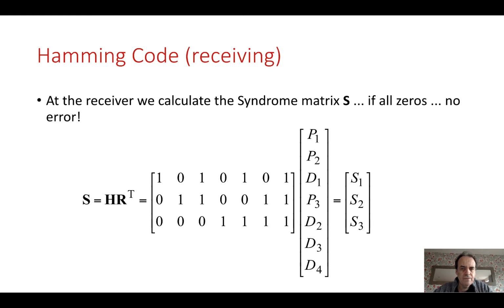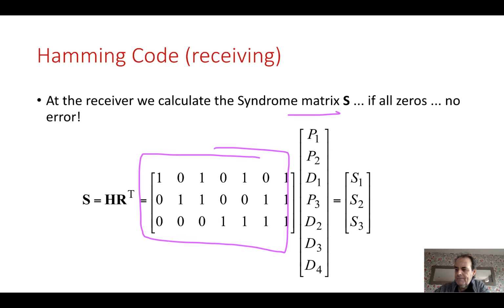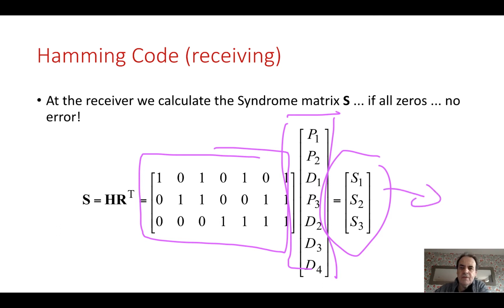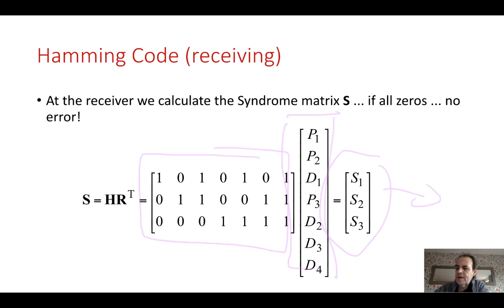Okay, so what we do is that when we receive it, we take what's called our Hamming matrix and our value, and then we end up with our syndrome matrix, which actually gives us a value which will be related to whether there's an error or not.